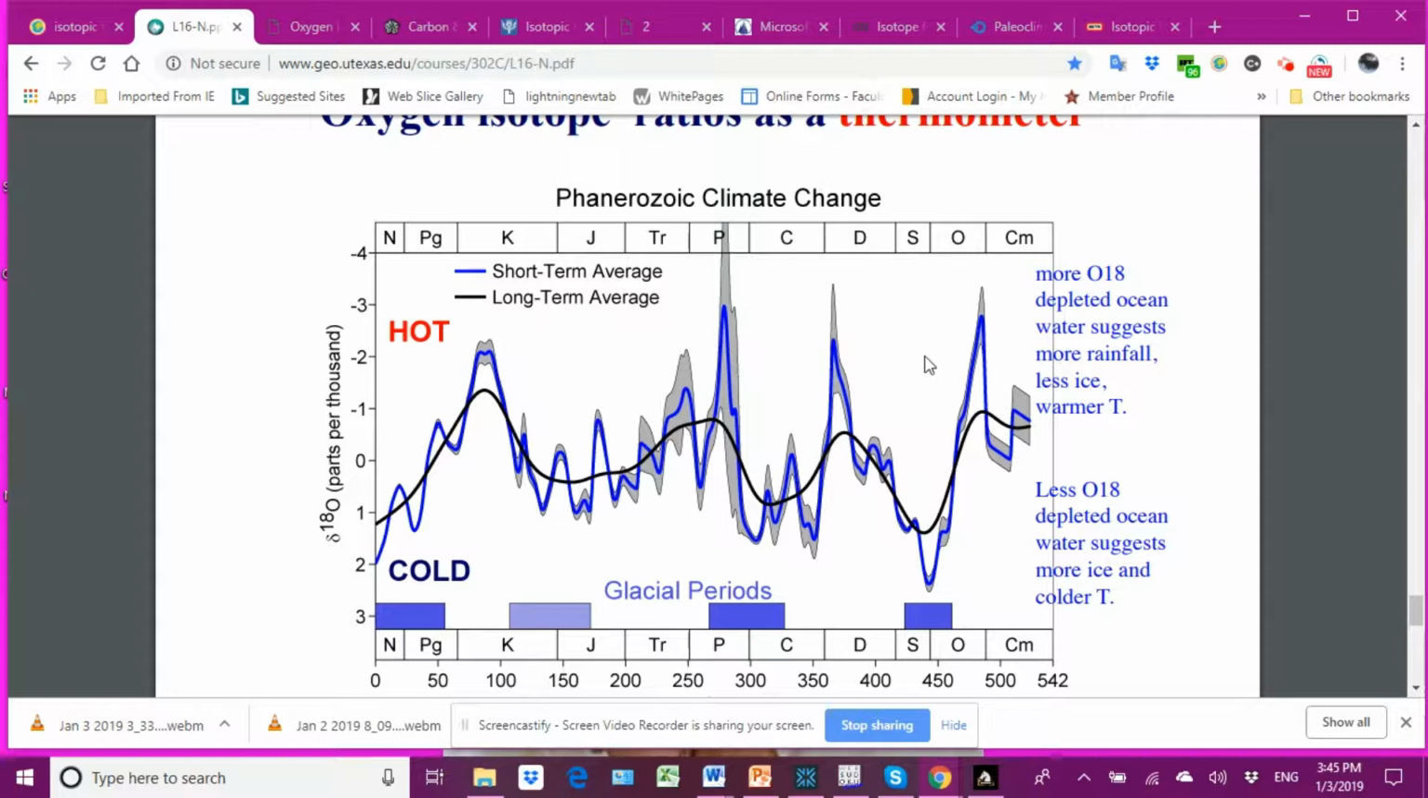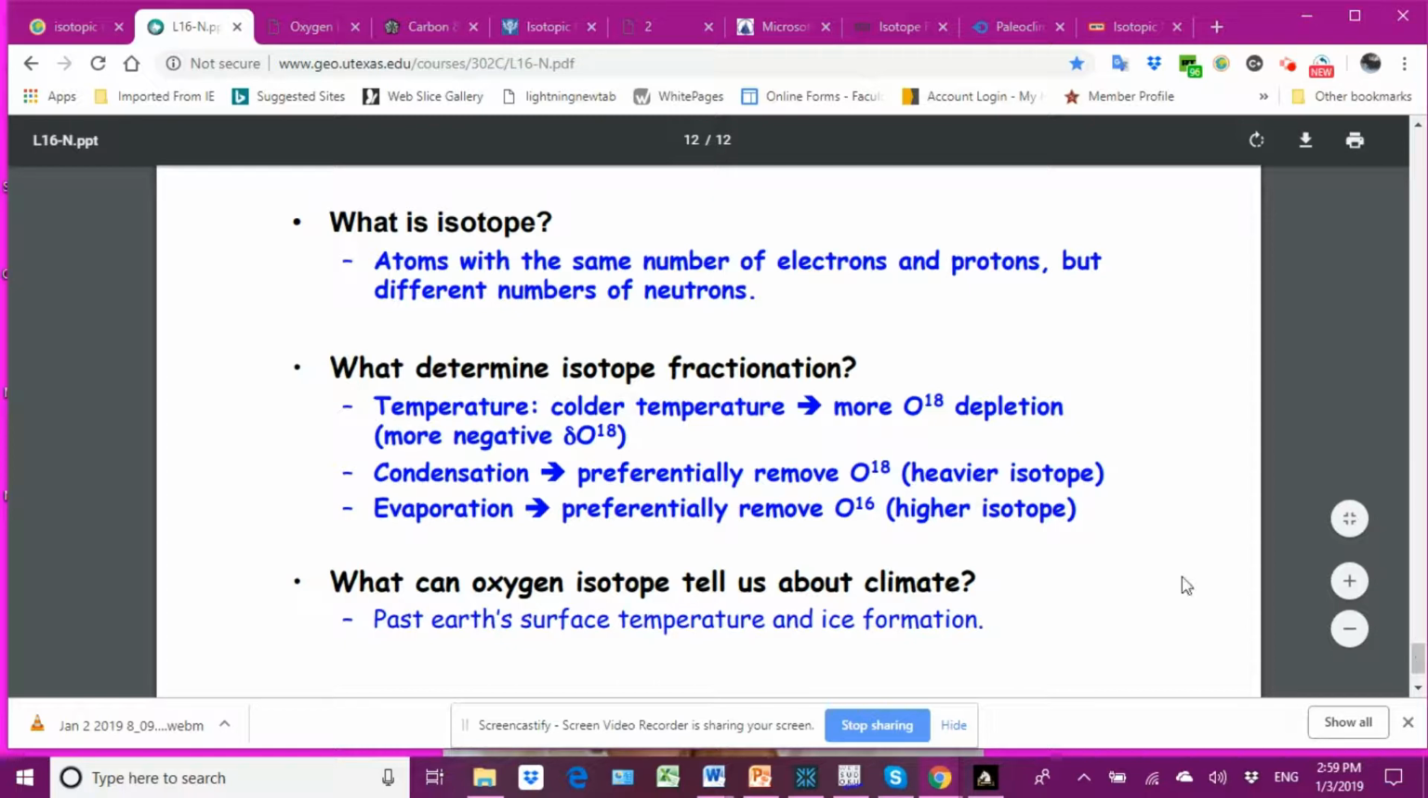So anyway, now we can look at some other aspects of using isotopic fractionation to help tell us what was going on in Earth's past. All right, so colder temperatures, more oxygen depletion in the ice.